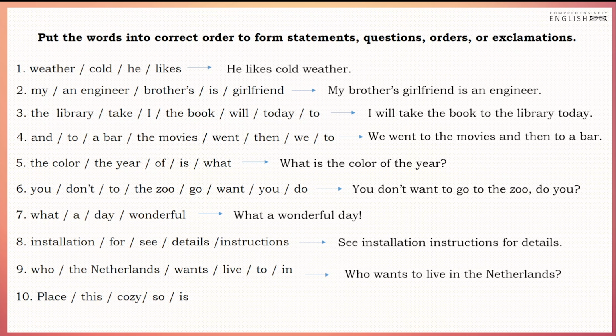That's a special question, in particular, a question to the subject. Who wants to live? Everybody wants to live in the Netherlands, or you want to live in the Netherlands, etc. And the last one, place this cozy so is. Place can be a verb, but in this case we have another one, which is. So it's a noun here, and what we have is this place is so cozy. It's an exclamatory sentence.